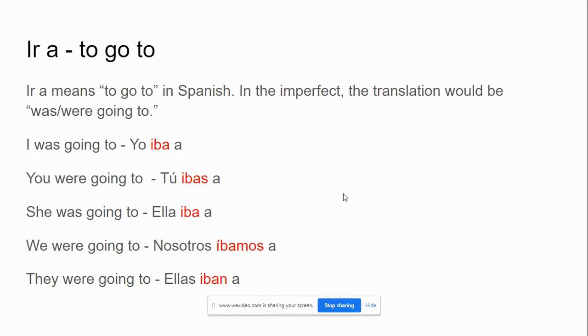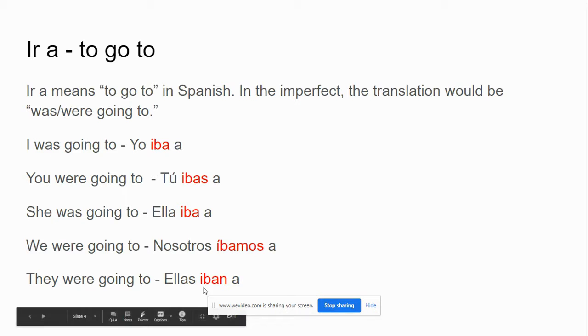This one's a little more complicated, but not by much. Ir means to go to in Spanish. In the imperfect, the translation would be was or were going to, and we'll need another verb to tell what they were going to do. I was going to is yo iba a. You were going to, tú ibas a. She was going to, ella iba a. We were going to, nosotros íbamos a. And they were going to, ellos iban a.